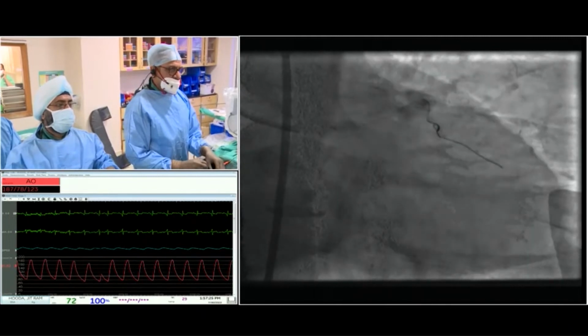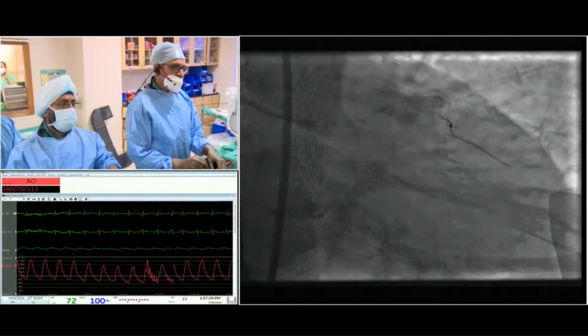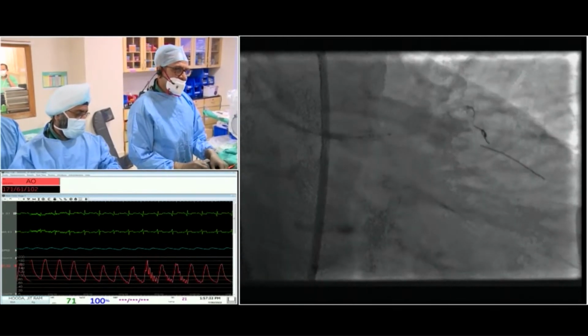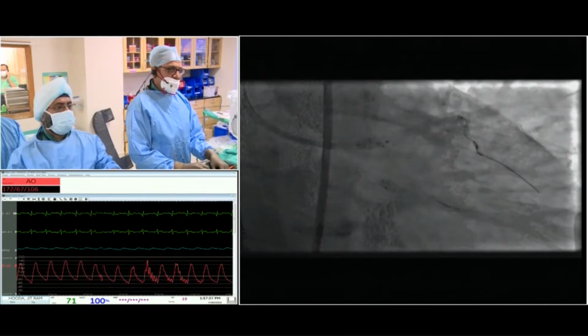And some approximation on the proximal stent also. Go here. Yeah. 10, 12, 14, 16, 18, 20. Deflate. Yeah. And that's it.